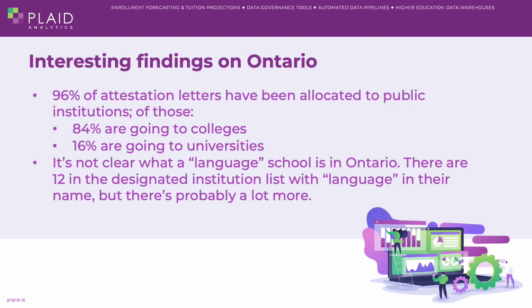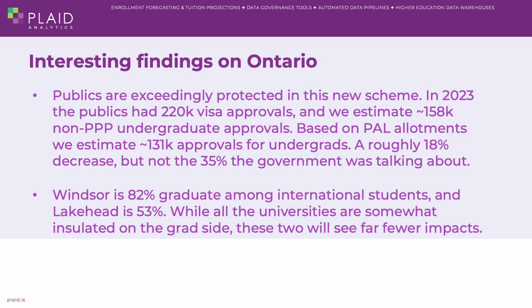What we know in Ontario is that most of the attestation letters have been allocated to public institutions, but it's not clear what a language school is. So some of that could change as that information becomes available. There are some interesting institutions as well. So for example, Windsor is 82% international at the graduate level. And this means such a change won't really impact them all that much. Lakehead is 53%, well, pretty high, but most of the others are kind of 20 to 30%. And so they'll notice this a lot more.